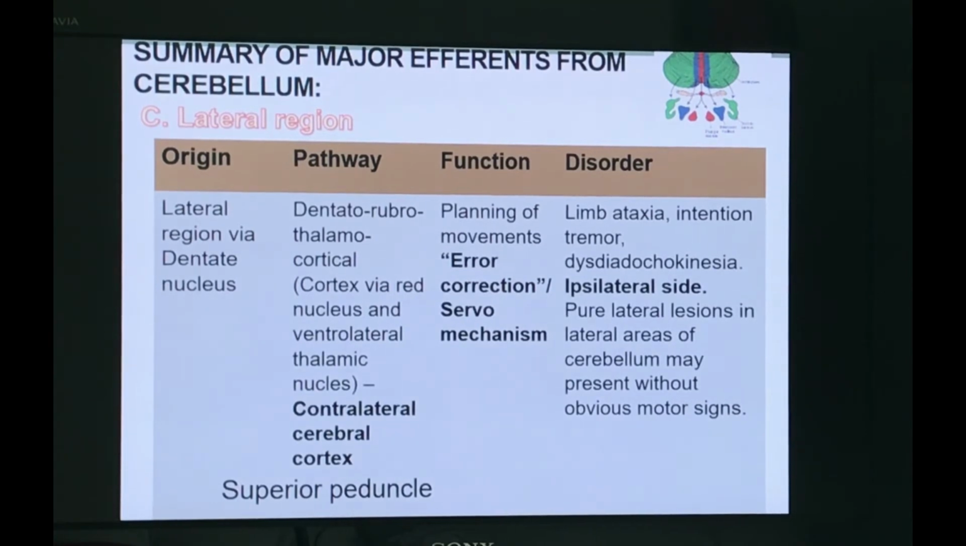It goes to the contralateral cerebral cortex, because the contralateral cerebral cortex mainly controls the other side of the body. So it mainly helps in the organization, planning and execution of the overall movement. Whenever there is a disorder, the person will have limb ataxia, intention tremor, dysdiadochokinesia, and a pure lesion in the lateral area of the cerebellum may present without obvious motor signs.